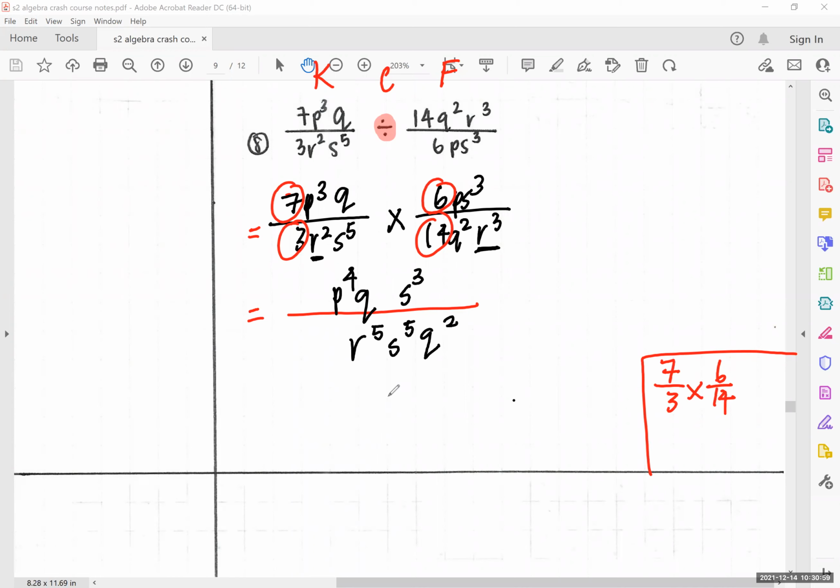You can start cancelling. P to the power 4, got any P at the bottom for me to cancel? What about Q? Yes, Q can cancel this Q and gives me what? Q at the top or the bottom? Bottom. S cube and S to the power 5 gives S to the power 2 at the bottom. So at the end of the day, I'm left with P to the power 4 over R to the power 5 S squared Q. That's it.